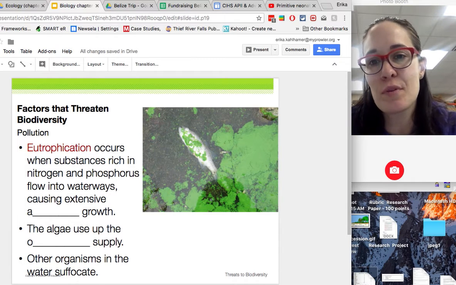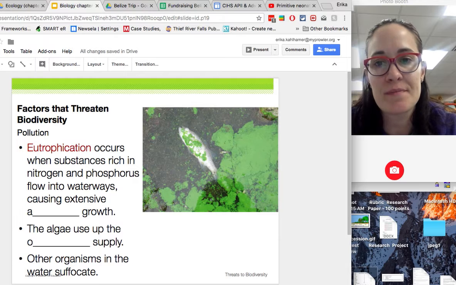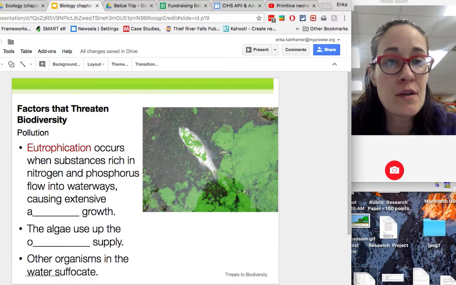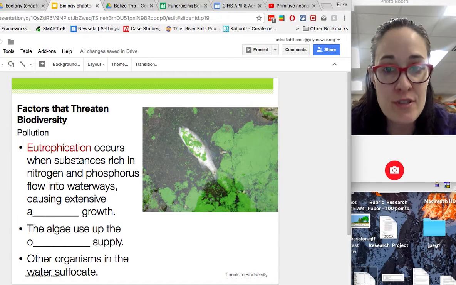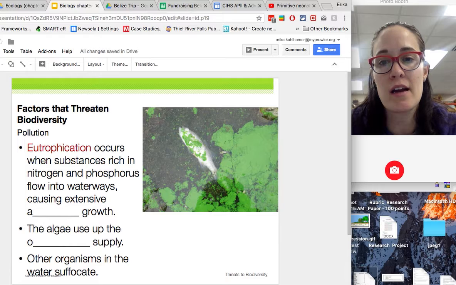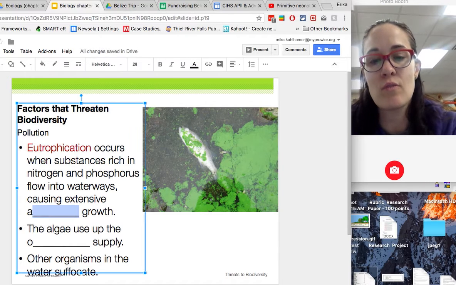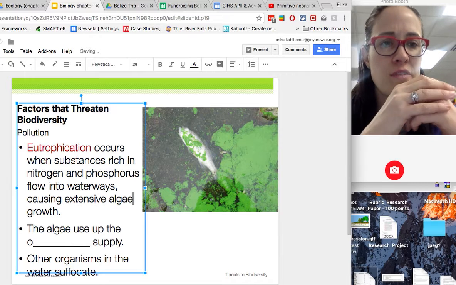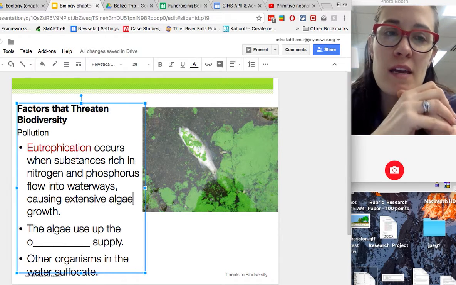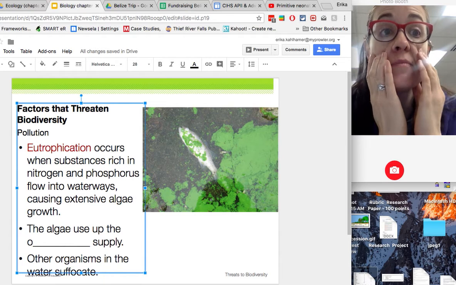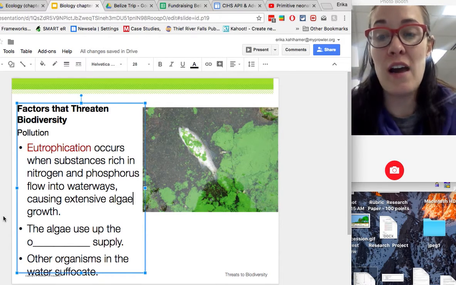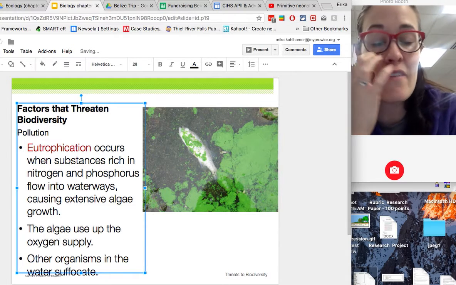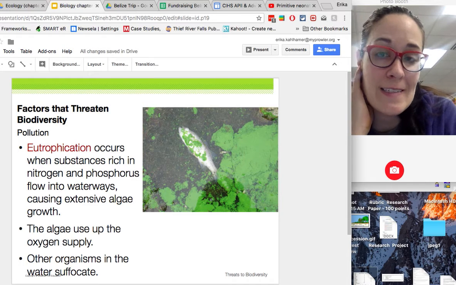Another example of pollution is called eutrophication, where the oxygen is sucked out of the water, and it's due to excess nitrogen and phosphorus, which we've already talked about. So it causes excessive algae growth in the water, which you might think, well, that's not bad because algae is food and it can feed organisms. Maybe, except that the algae uses up all the oxygen supply, and then fish, like in the picture, don't have enough oxygen and they suffocate.